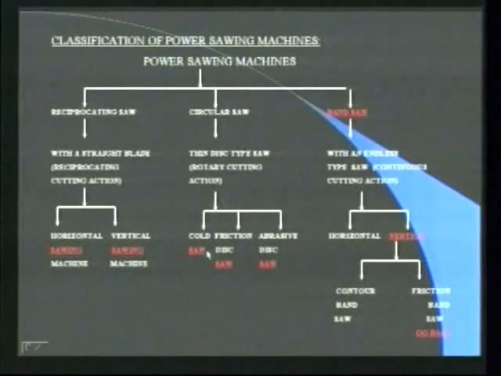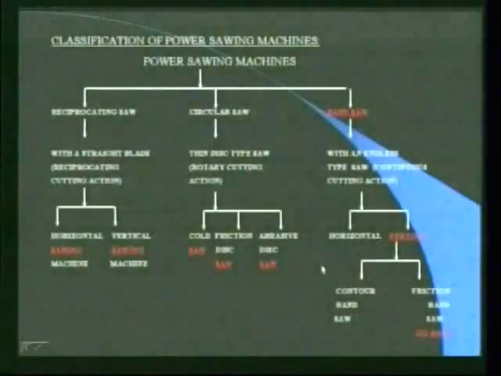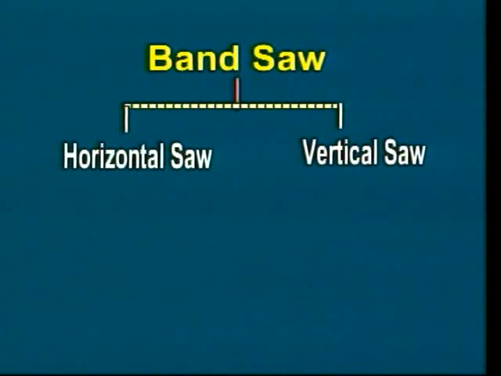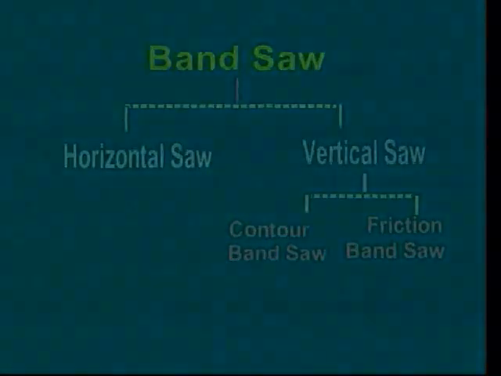Circular saws are further classified as cold saws, friction disc saw, abrasive disc saw. Band saws are classified as horizontal saws and vertical saws. Vertical saws are again further classified as contour band saws and friction band saws.